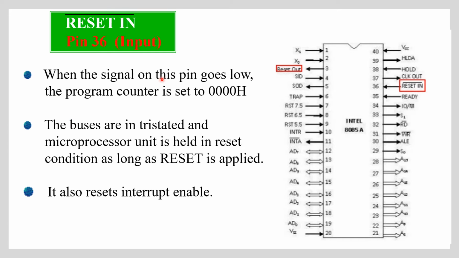When the signal on this pin goes low, the program counter is set to 00H. The buses are in tri-state and the microprocessor unit is held in reset condition as long as reset is applied. This also resets the interrupt enable. So that is reset in, pin number 36, and reset out. They are connected. Okay, pin number 3 and 36.